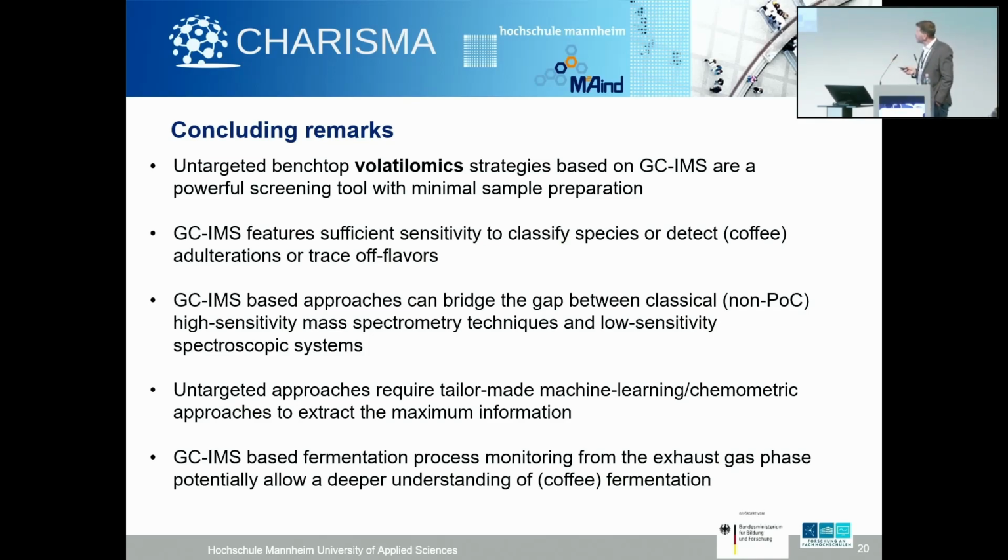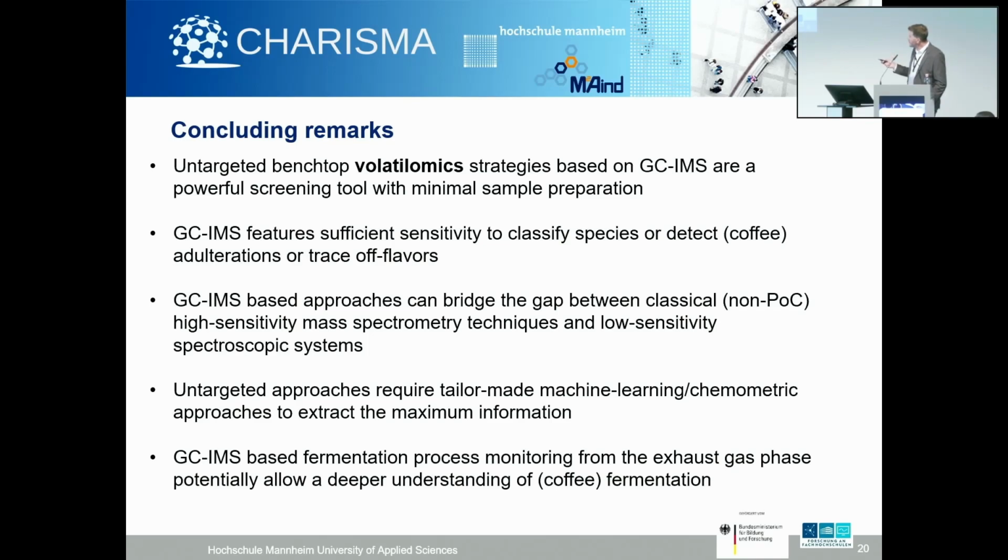No, should be okay. Concluding remarks would be that untargeted volatilomic strategies based on GC-IMS, and I'm not saying this is the perfect tool for everything, but it's a really good tool for using at the point of care, because you have only minimal sample preparation with a decent sensitivity to identify even problematic substances. Due to the soft ionization, we're much more ahead of classical GC-MS, even in comparison to chemical ionization. And I think we can bridge the gap between classical laboratory-based systems and the benchtop handheld systems that suffer from lower sensitivities.